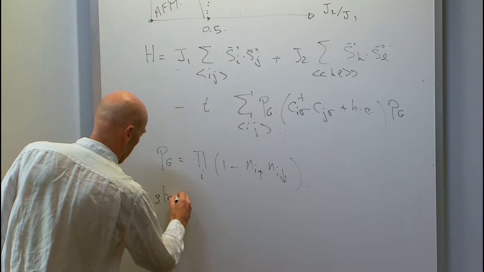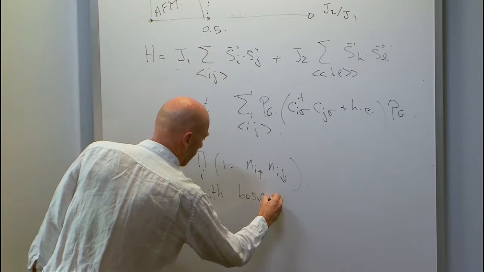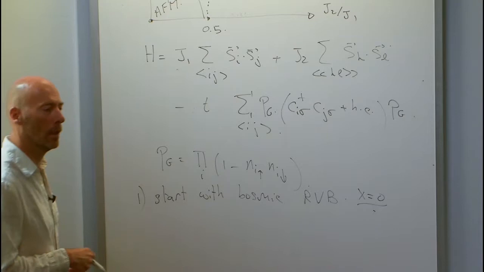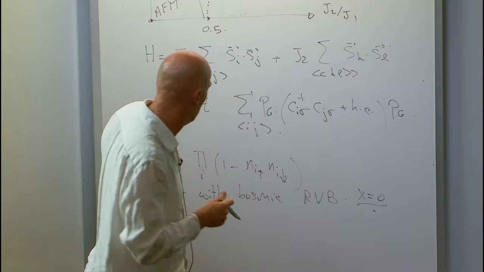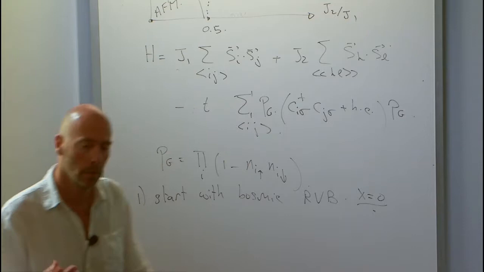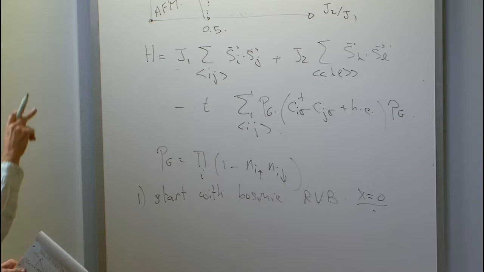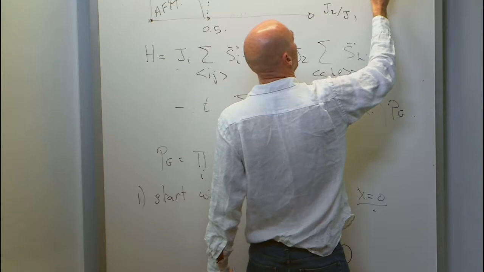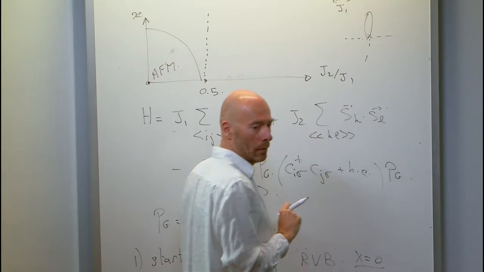So I will start with the bosonic RVB state at x equals 0. So by RVB, I mean the state, now I am on the square lattice, I'm no longer on the hexagonal lattice. And by RVB, I mean the equal weight superposition of the hardcore valence bond coverings. So I have a configuration where every site has a dimer attached to it. So on every site, I will have a dimer like that, and this is empty, this is empty. So that's a constraint: on every site there is a dimer and a single one.